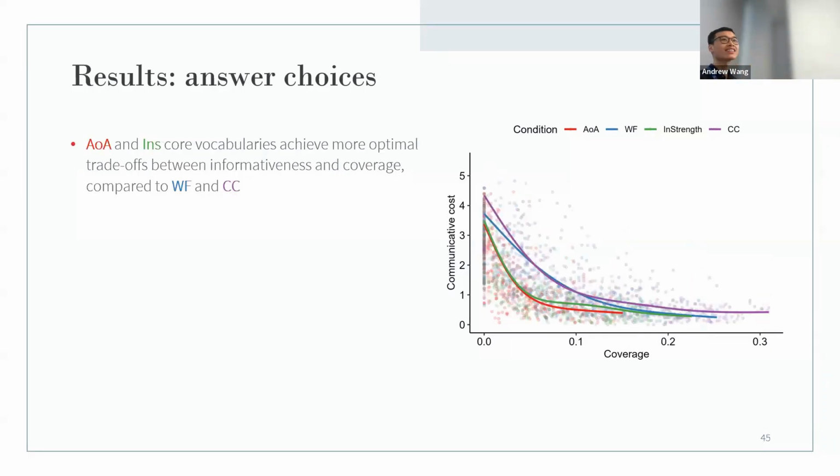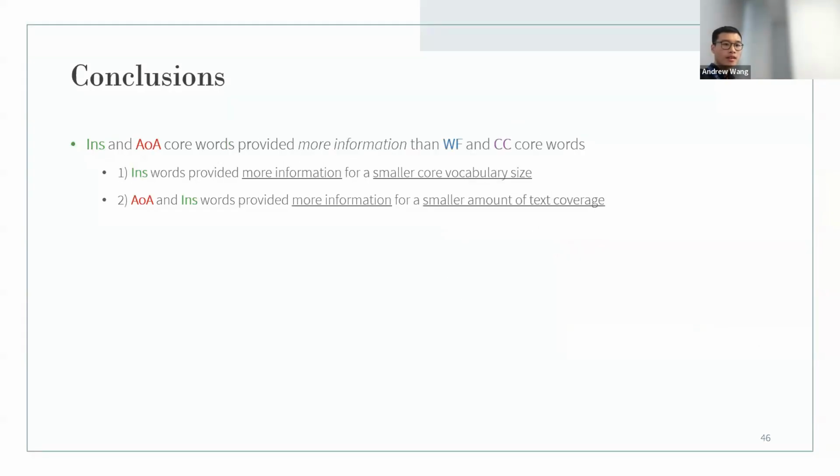And we can do the same thing again with coverage. So again, looking at the trade-offs between communicative cost and coverage, the AOA and in-strength core vocabularies look like they achieve more optimal trade-offs compared to the other two core vocabularies, consistent with the accuracy analyses. So far what we've found is that in-strength and AOA core words provided more information than WF and CC. In-strength core words provided more information for vocabulary size, and AOA and in-strength core words provided more information for coverage.